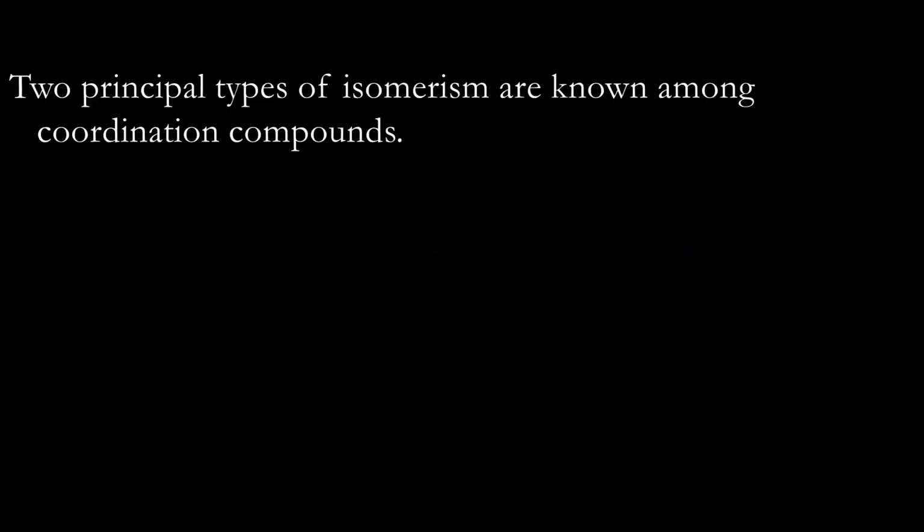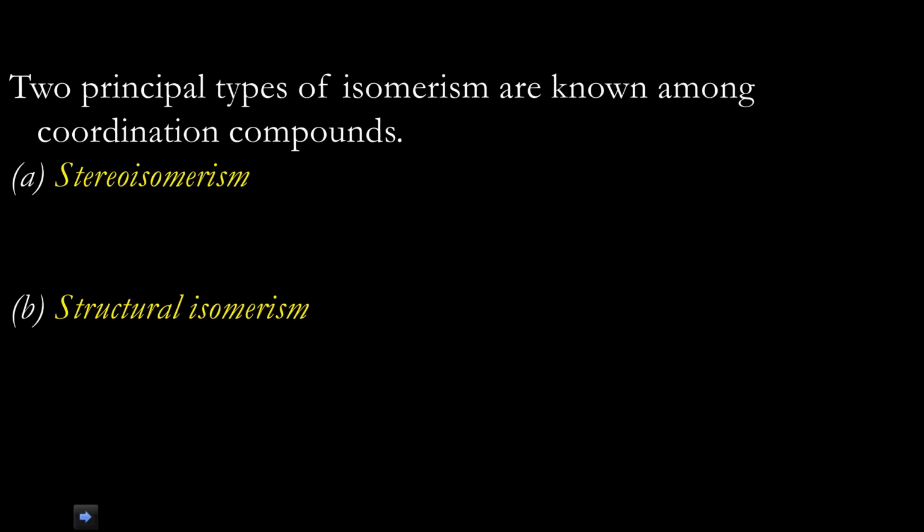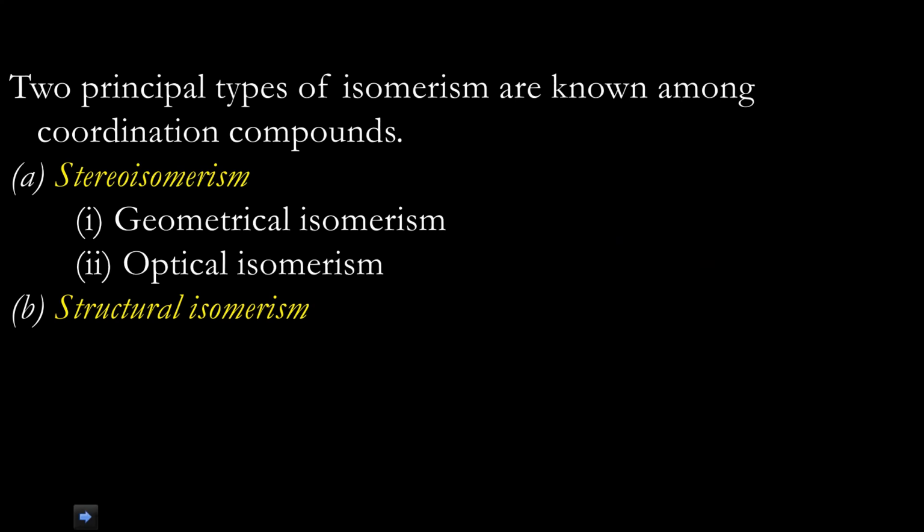Isomerism in coordination compounds. Two principal types of isomerism are known among coordination compounds: stereoisomerism and structural isomerism. Stereoisomerism we have done earlier also in organic chemistry, geometrical and optical. Geometrical means cis and trans.